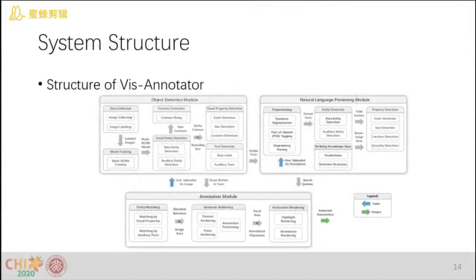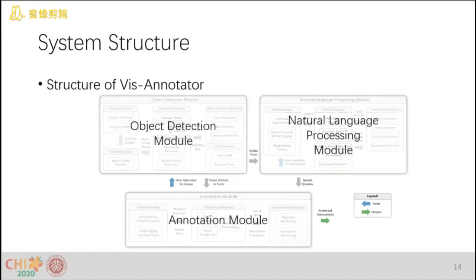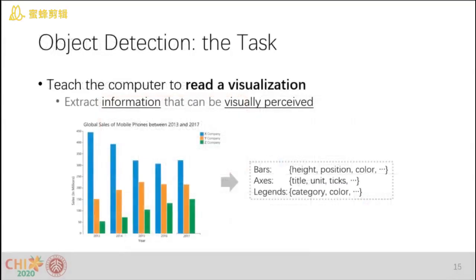Based on the workflow, we implement a prototype system called VisAnnotator. It contains three modules: object detection, natural language processing, and annotation. I'll introduce them one by one. The object detection module is designed to teach a computer to read a visualization. More specifically, it identifies all entities in the chart that can be visually perceived, which we call visual entities.